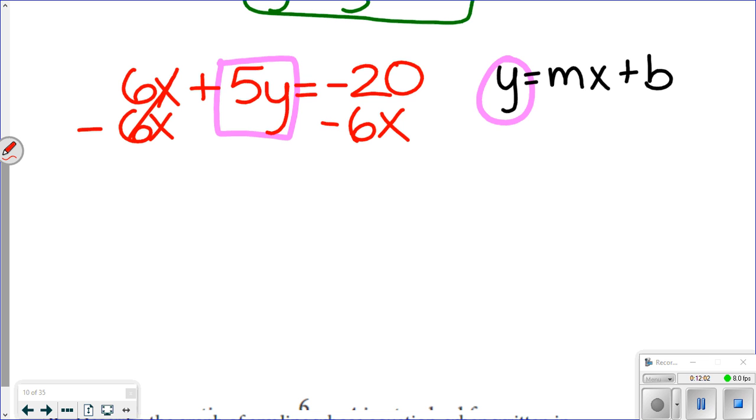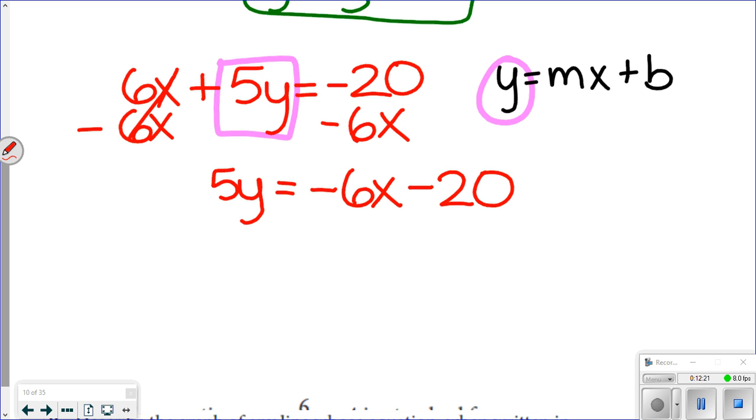So I'm left with 5y equals. Now, if I'm looking at my equation, we want to write the mx first. So write negative 6x first, then the plus b, and in this case it's minus or negative 20. And I can't put these two things together because they're unlike terms. One has an x, a variable, and one's just a constant, a number by itself. So don't put them together and say they're negative 26x. We cannot do that.